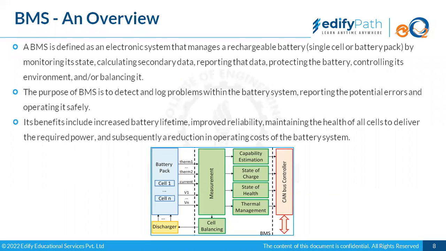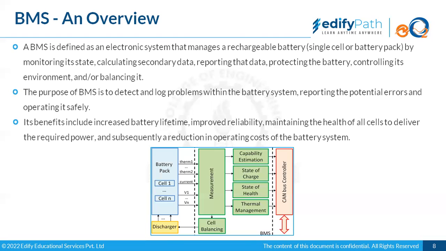So, BMS: an overview. A BMS is defined as an electronic system that manages a rechargeable battery, a single cell or battery pack, by monitoring its state, calculating secondary data, reporting that data, protecting the battery, controlling its environment, and/or balancing it. As we have discussed, a good BMS would always be monitoring all the features of the cells and the battery.